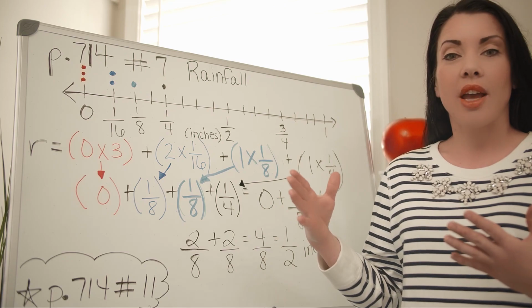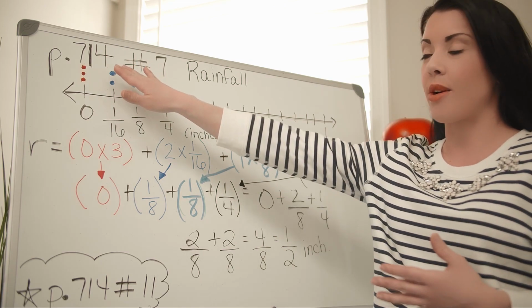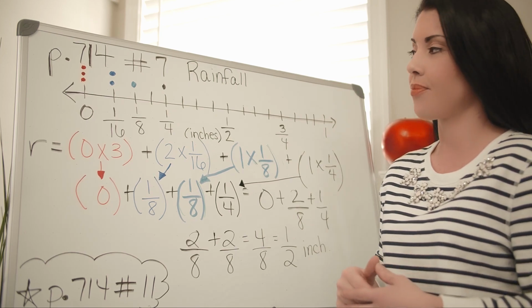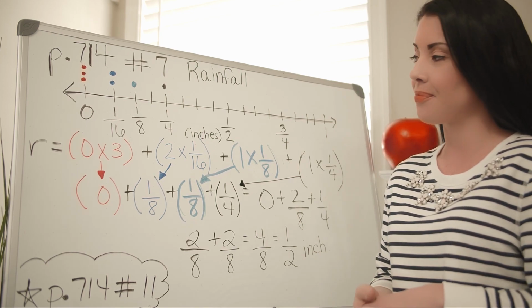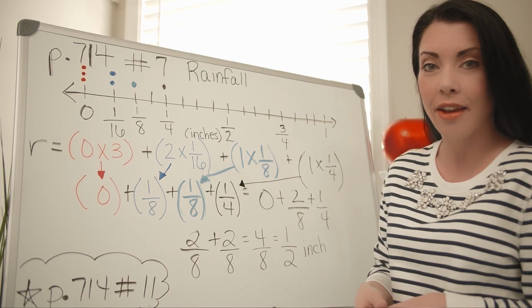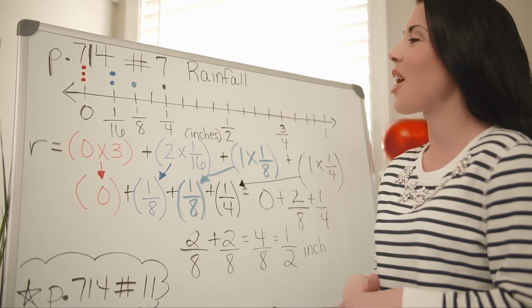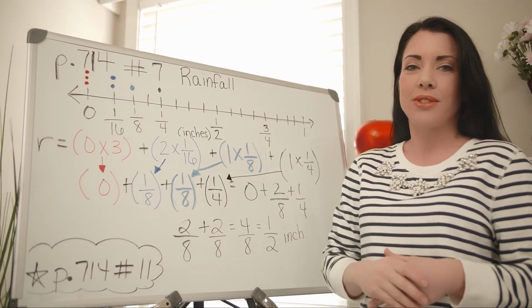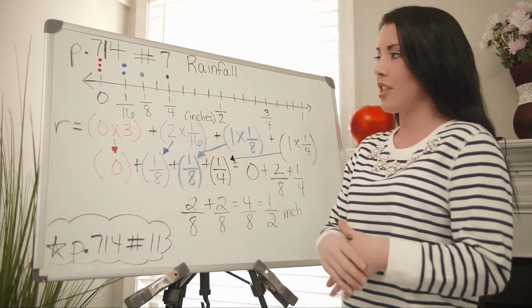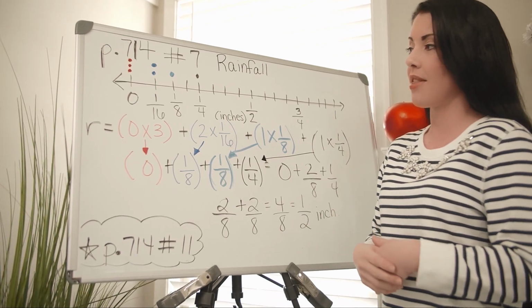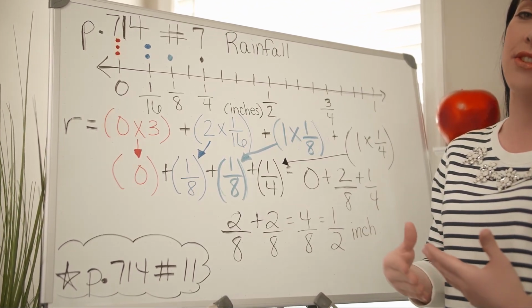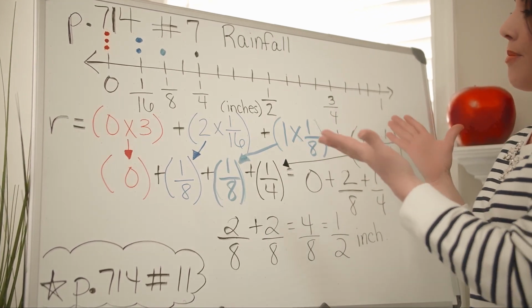So if you want to open up your workbooks, I'm going to be working on page 714. I'm going to be doing number 7, okay? So I'll give you a chance to open up your workbook. Are you there yet? All right, so number 7, we're talking about rainfall, okay? Rainfall and the amount of inches that it rained. Okay, the question is asking us to develop an equation to help find the amount of rainfall for this question.